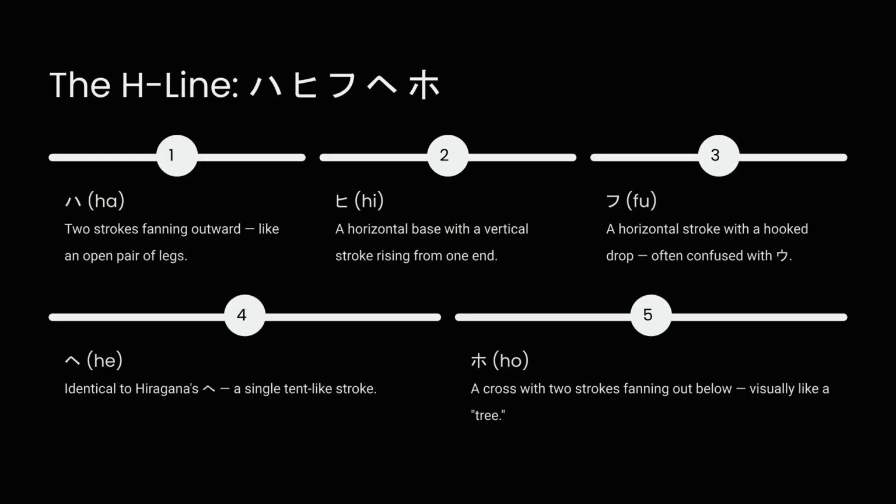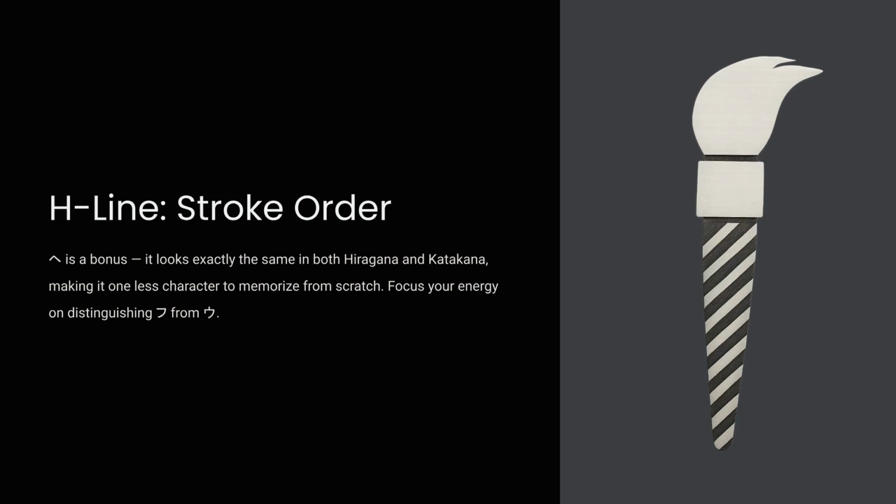The H line is next. Ha, hi, fu, he, ho. He is 2 strokes fanning outward. He is a horizontal base with a vertical stroke. Fu has a horizontal stroke with a hooked drop. Hei is a single tent-like stroke, and hei is a cross with 2 strokes fanning out below. Hei is a bonus, as it is identical in both hiragana and katakana.